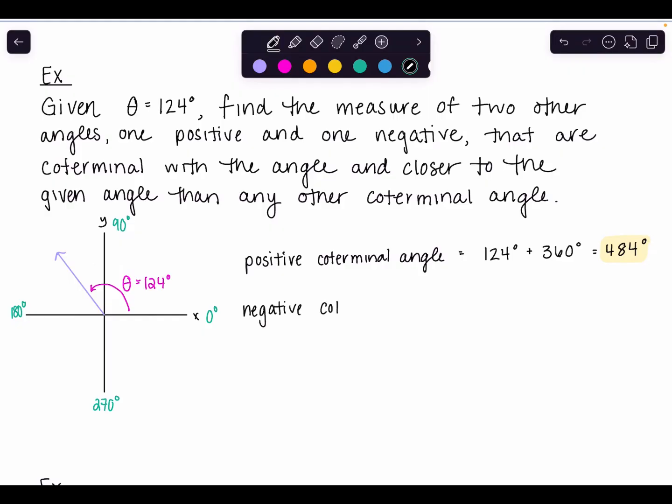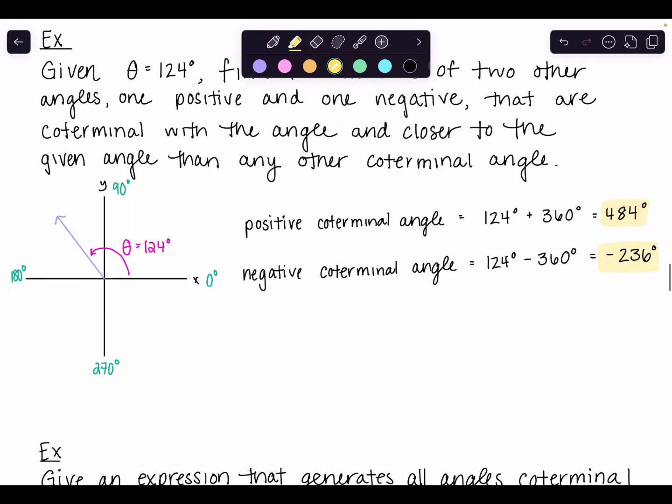To find my negative coterminal angle, I go the opposite direction. So that means I subtract 360 degrees. 124 minus 360 gives me negative 236 degrees. So essentially from the starting point, I go backwards minus 360 degrees. So these are again two angles that are coterminal, but you could find much more. They are just the ones that are closest because they are a single revolution, okay?